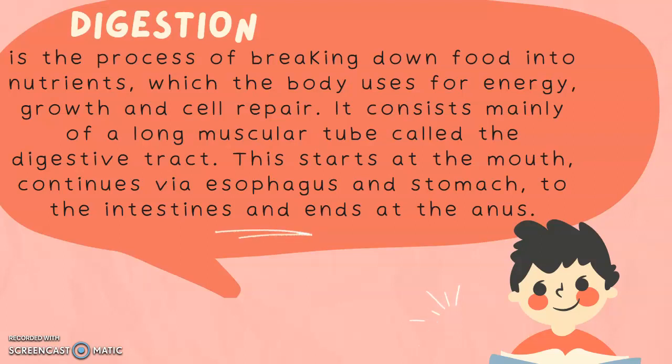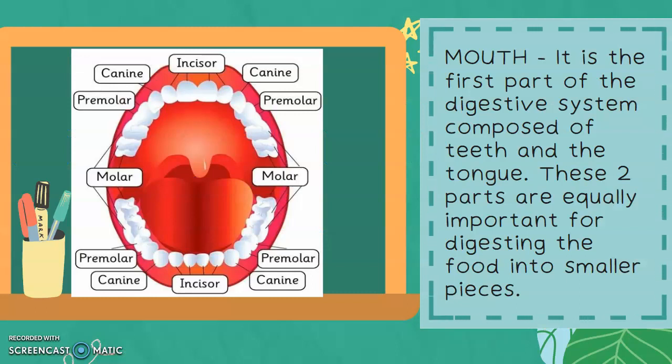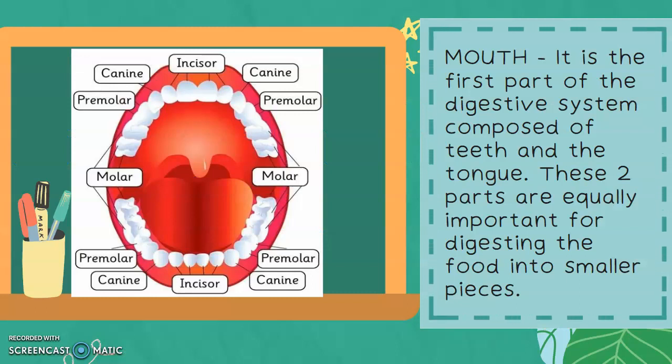So, ang digestion ay ang pagdurog ng pagkain ng ating katawan upang ma-absorb nito ang kinakailangang nutrients papunta sa iba't ibang bahagi ng ating katawan. Nagsisimula ito sa bibig, papuntang esophagus, papuntang stomach, papunta sa small and large intestine, at nagtatapos sa anus. Unahin muna natin ang mouth.